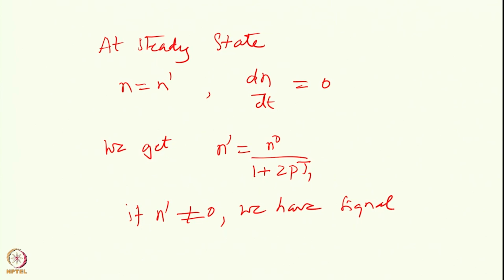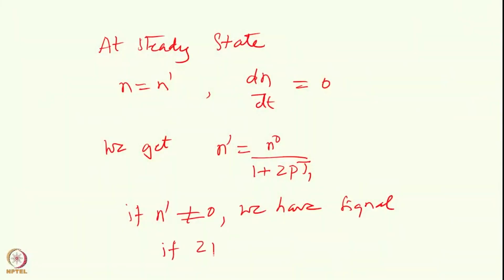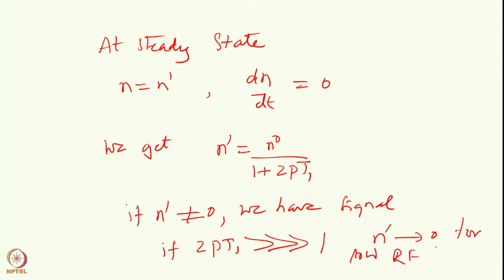In fact, there is a story here. Gorter actually discovered this phenomenon in the very beginning. However, he did the experiment but he could not detect the signal for the simple reason that he chose a sample which had a very high T1 value. When the T1 value is very large, what happens? If 2p T1 is far larger than 1, then n dash goes to 0 even with very low RF power.